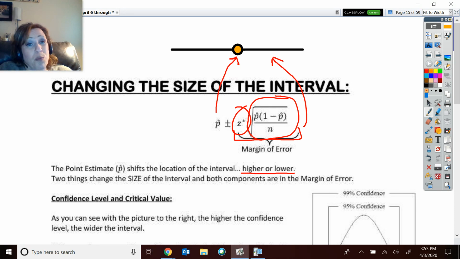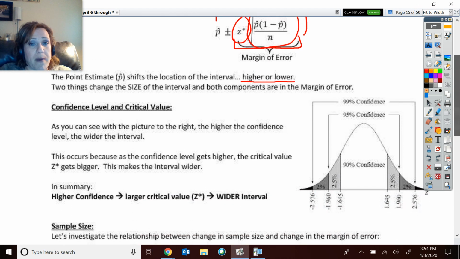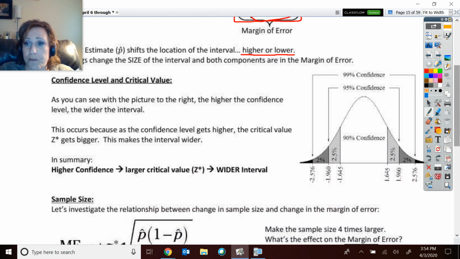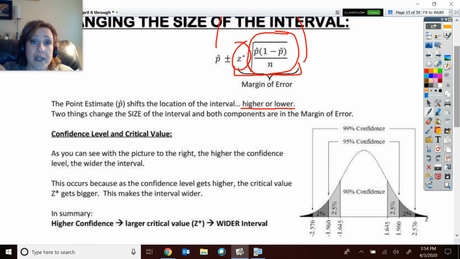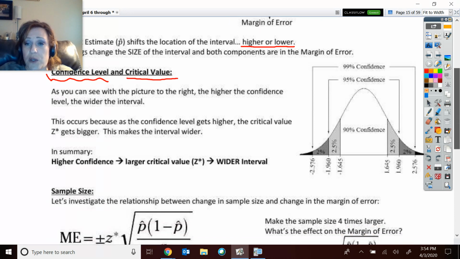Because you can't control your p hat. P hat is based on the results you got. So what we need to do is talk about what can you control. Well, since your critical value is a function of how confident you want to be, then that can change the size of our interval.